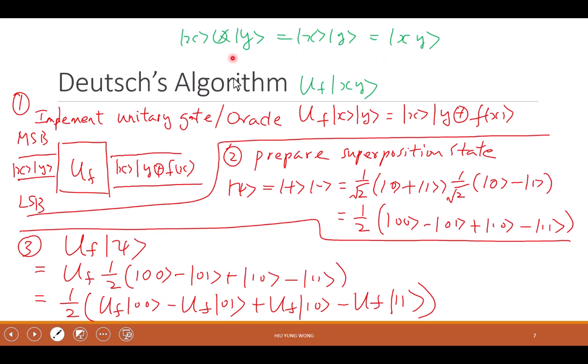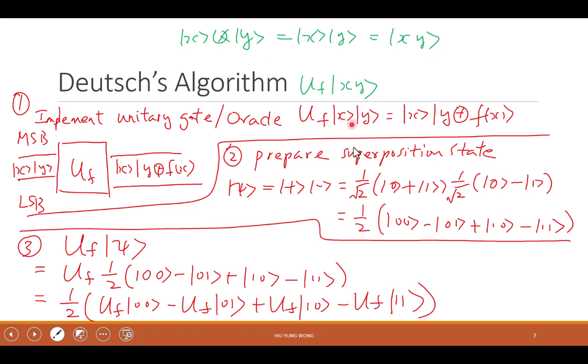Are you okay with what I'm writing? If not comfortable, let me know and I'll explain, right? Electron 1, electron 2, tensor product. I can just write it as electron 1, electron 2, right? Because I'm doing quantum computing, why don't I just put everything in the ket? It's the same, right? We have mentioned that a few times.